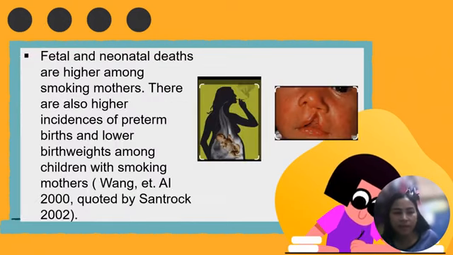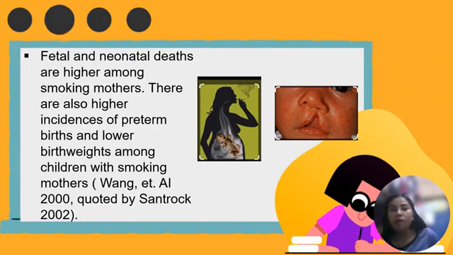So the next is fetal and neonatal deaths. Fetal and neonatal deaths are higher among smoking mothers. There are also higher incidences of preterm births and lower birth weights among children with smoking mothers, by Wang et al. in 2000, quoted by Santrock 2002.